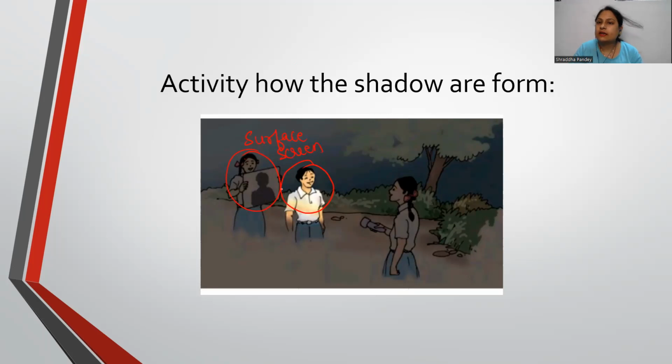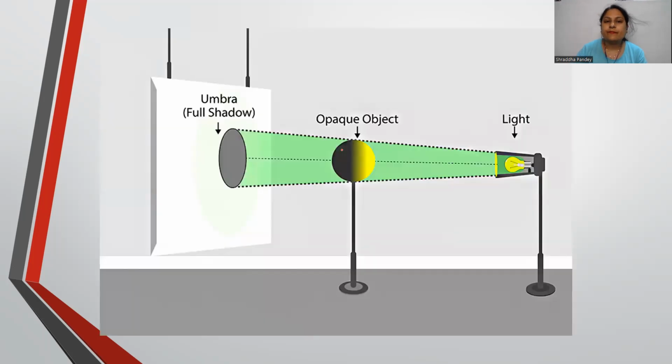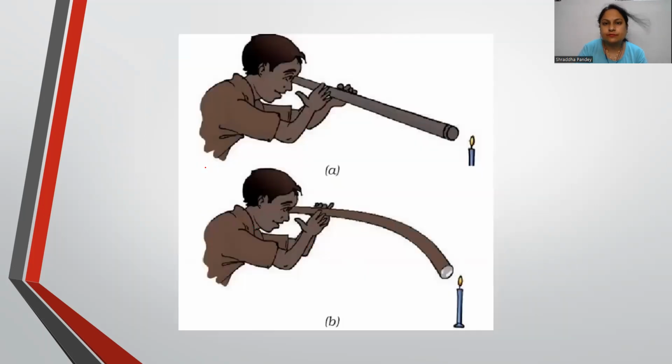Any surface can act like a screen. It can be the ground, building walls, or trees. So there should be a source of light, an opaque object, and a screen. These three are the conditions required for shadow formation. Now see this. There is a source of light, an opaque object, and the shadow is formed on the screen. This is the pictorial representation.